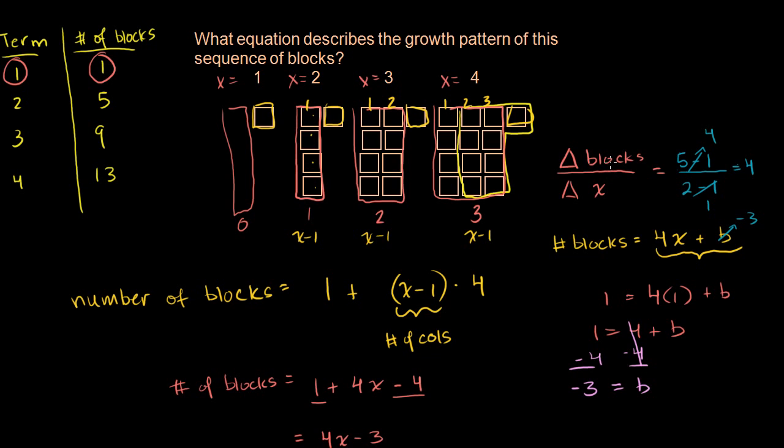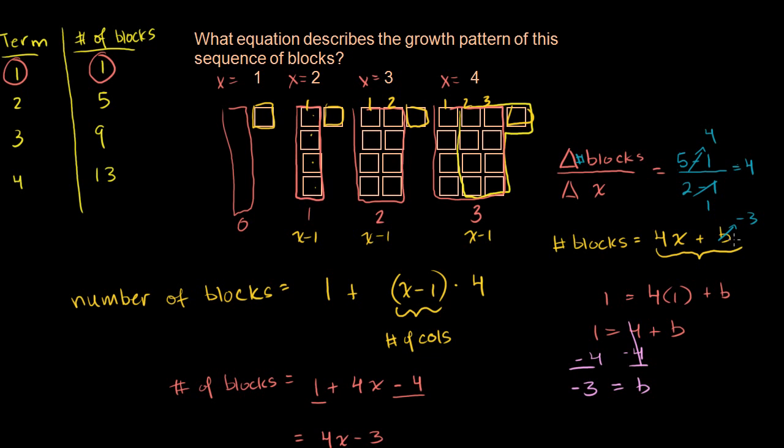We said, how much do the number of blocks change for a certain change in x? I should say change in the number of blocks for a change in x. We saw it's always 4. 4 per change in x. When x changes by 1, we change by 4. That gave us our slope. And then if you view this as a line, although this is only defined on positive integers in this situation, you could view this as a y-intercept.